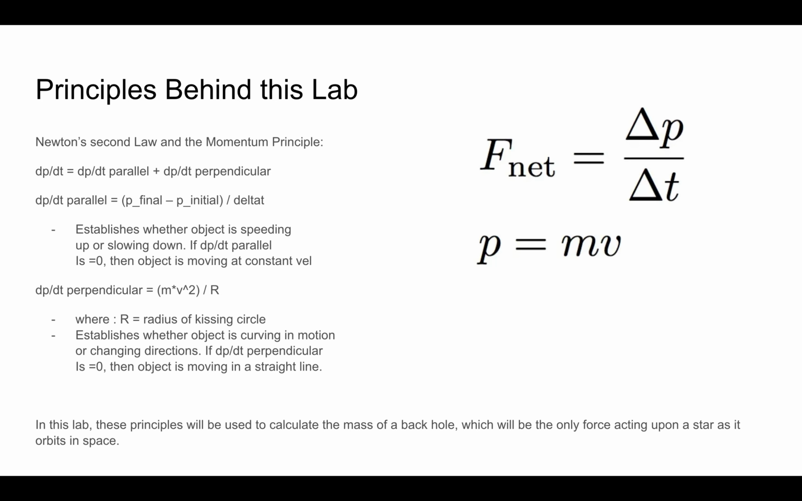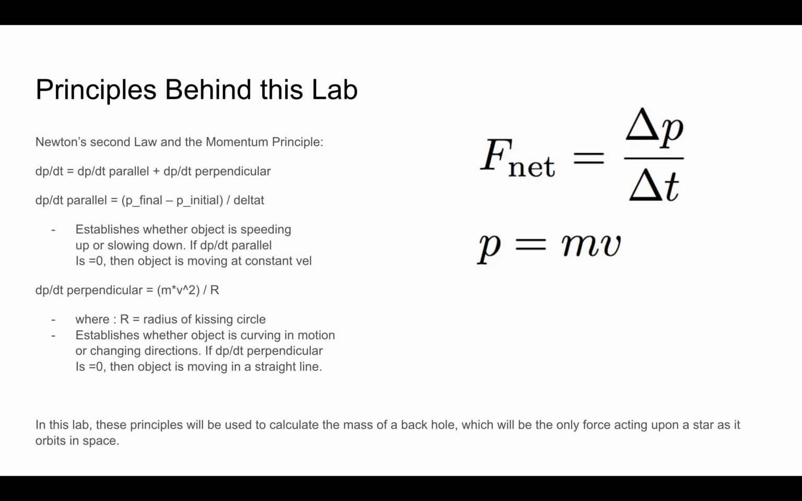dp/dt is comprised of parallel and perpendicular components, where dp/dt parallel is the final momentum minus the initial momentum over the change in time, delta t. This establishes whether the object is speeding up or slowing down. And dp/dt perpendicular is equal to the mass times velocity squared over r, where r is the radius of the kissing circle. This establishes whether the object is curving in motion and/or changing directions.